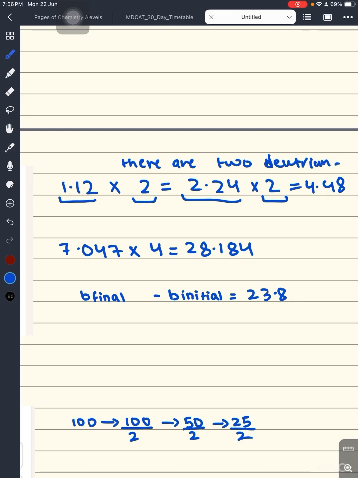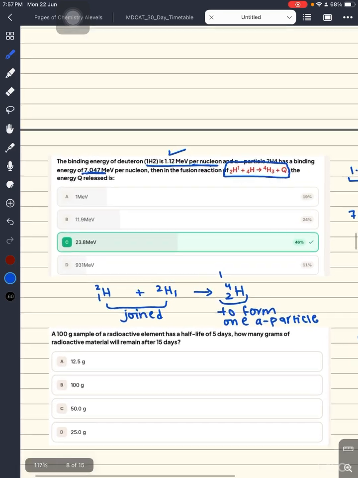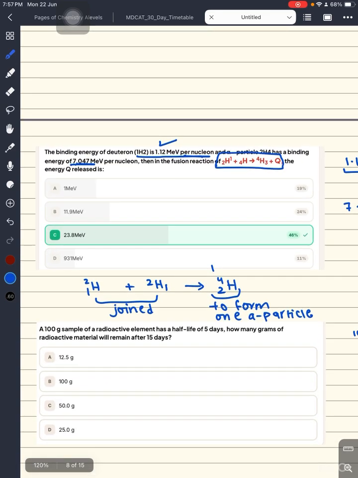So therefore 4.48, and then the binding energy per nucleon will be multiplied by the nucleons of the alpha particle, and it will be 28.184. The final minus initial will be 23.8 MeV.